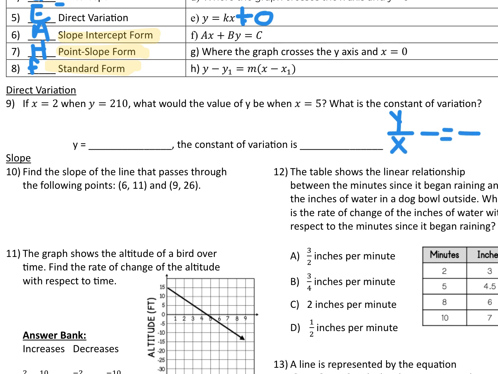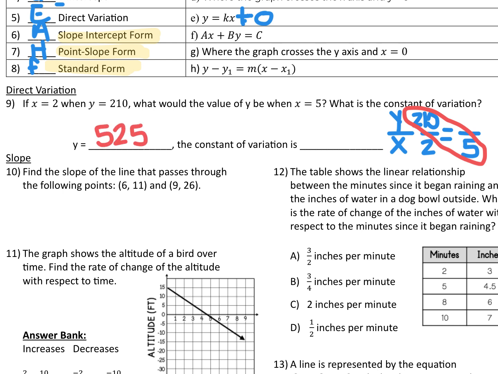So if x is 2 and y is 210, find the value of y when x is 5. So one of the things that we need to do here is cross multiply. You will, of course, have your calculator. And then divide. And when we do that, we get that y is in fact 525.